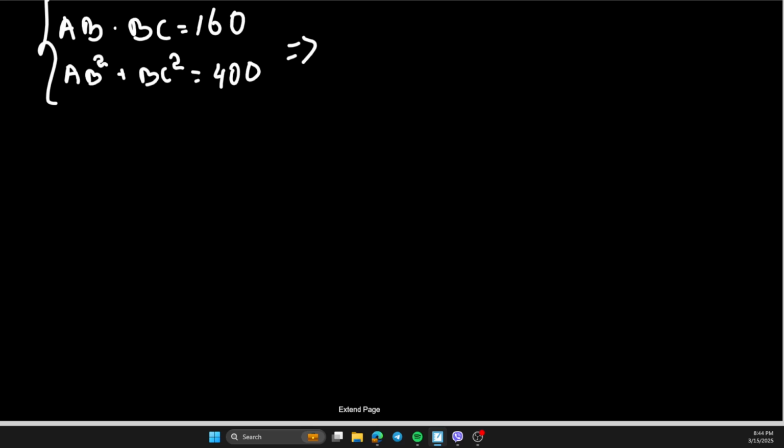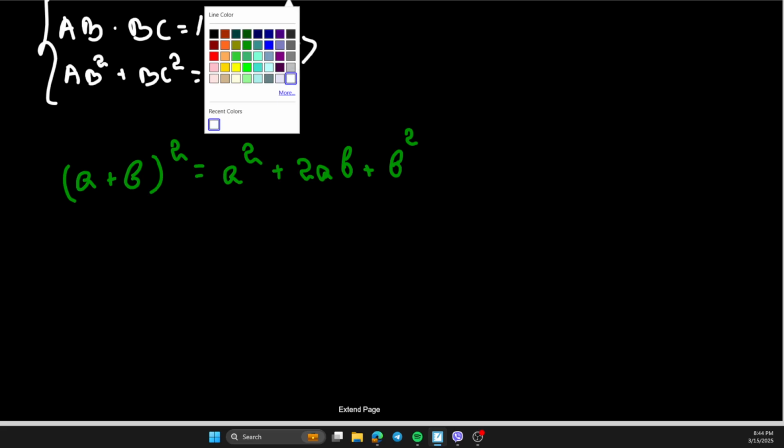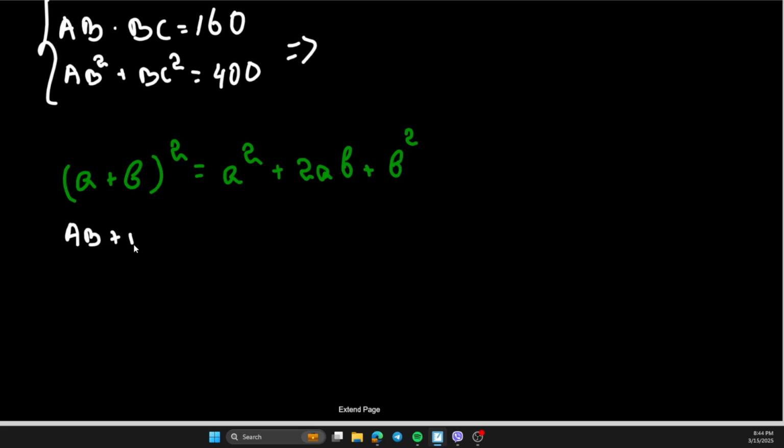Do you remember the formula for a plus b to the second power? It equals a to the second power plus 2ab plus b to the second power. Now instead of a and b, put your legs: AB plus BC to the second power is AB squared plus 2 AB times BC plus BC squared.